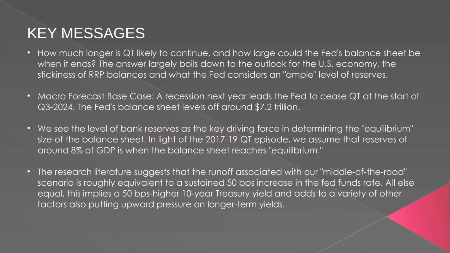We see the level of bank reserves as the key driving force in determining the equilibrium size of the balance sheet. In light of the 2017-2019 QT episode, we can assume that reserves of around 8% of GDP is when the balance sheet reaches equilibrium. This would be roughly equivalent to a sustained 50 basis point increase in the Fed funds rate. All else equal, this implies 50 basis points higher 10-year Treasury yields and adds to a variety of other factors also putting upward pressure on longer-term yields.